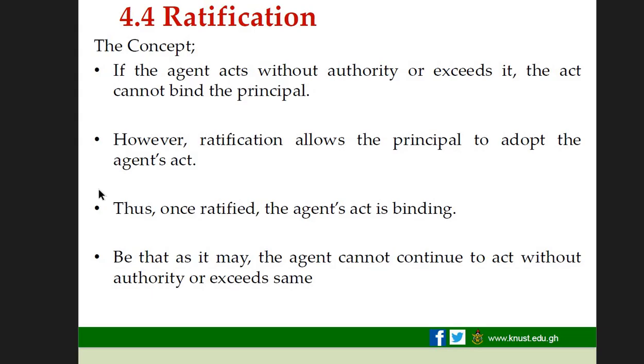So we are saying, however, ratification allows the principal to adopt the agent's act. Thus, once ratified, the agent's act is binding. That is legally binding. Be that as it may, the agent cannot continue to act without authority or exceed the same. Yes, so that is the ratification we are talking about here.